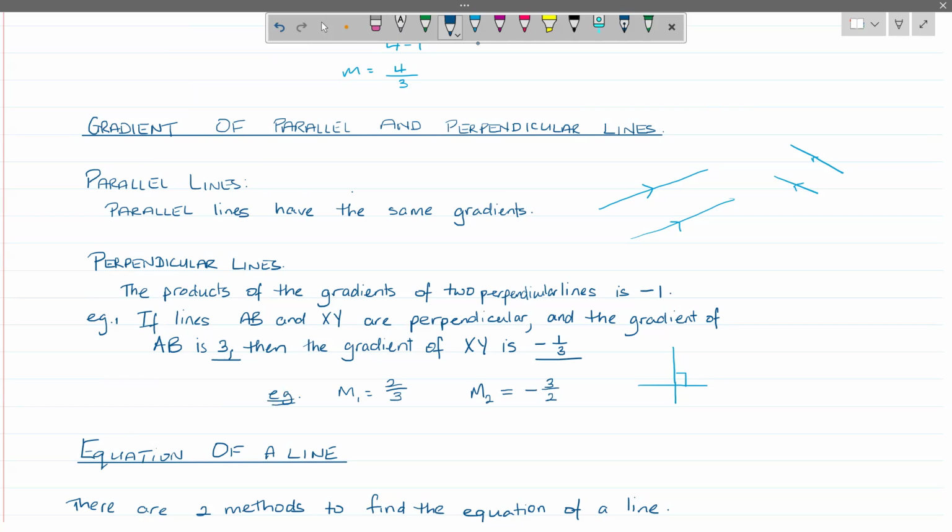Everybody understand this? Perpendicular lines, change the sign, flip the gradient. Another example, it could be if a line has a gradient of -1/5, then a line that is perpendicular to it will be +5 or 5/1. Give me a thumbs up if you understand that.